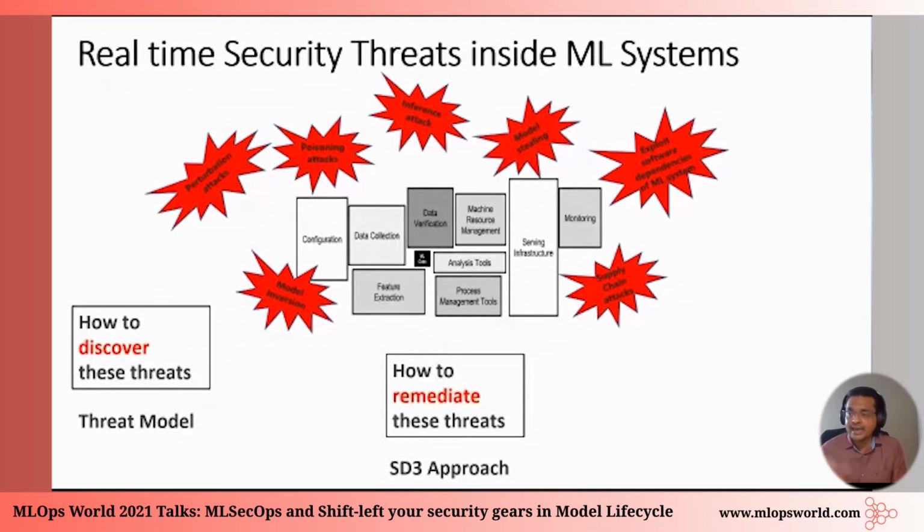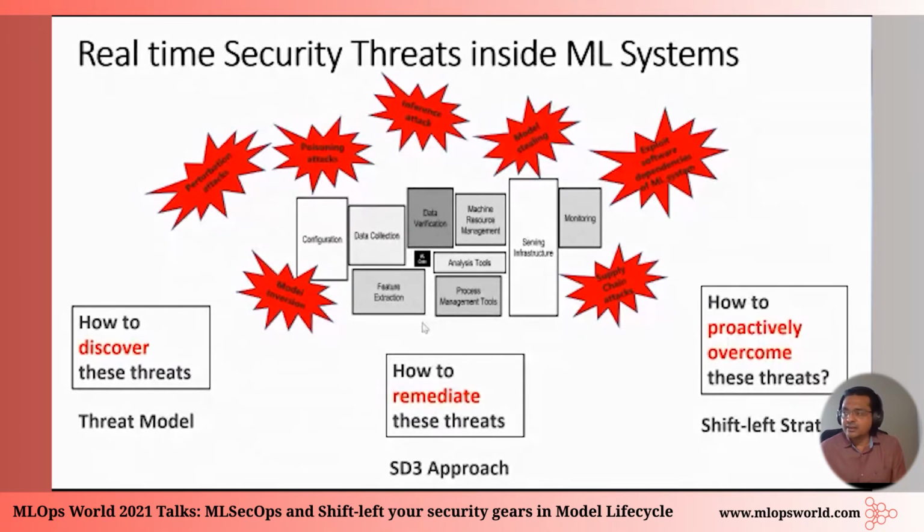And that's where we have to follow the SG3 approach: secure by design, secure by default, and secure by deployment. Secure by design means ensuring that the overall design of your model is secure. Secure by default is to ship an ML model that is secure enough out of the box. And secure by deployment means the system is maintainable once your model is being consumed by the customers. Now, the third and final question in this slide is how to proactively overcome all the threats. The answer for that is the shift-left strategy, and that's coming up in detail in the next slide.